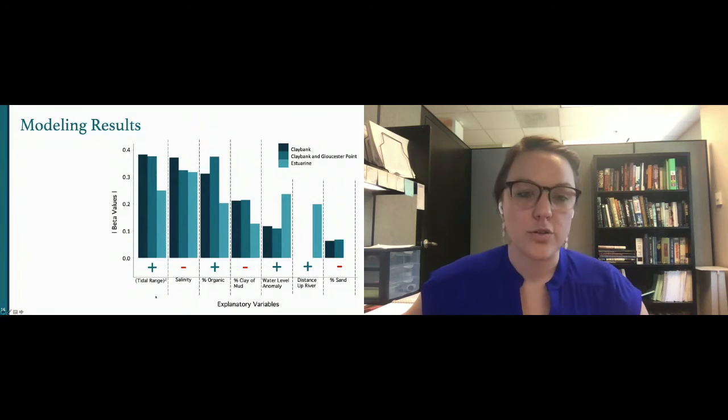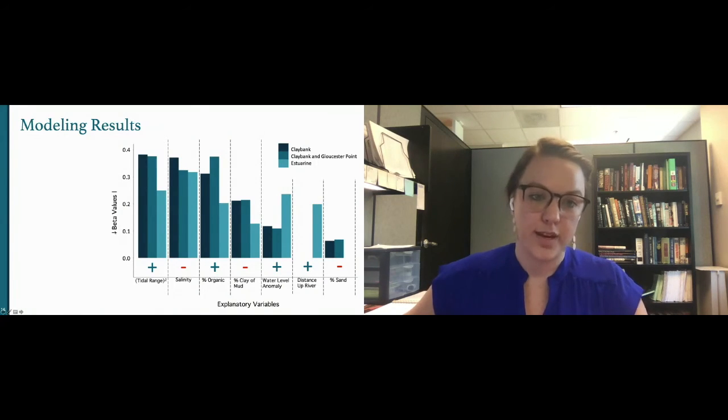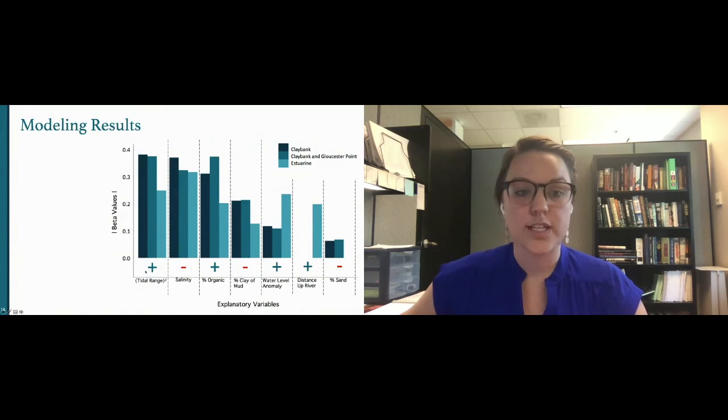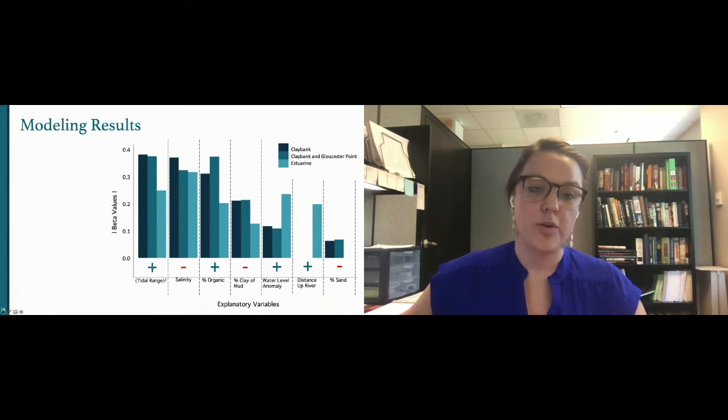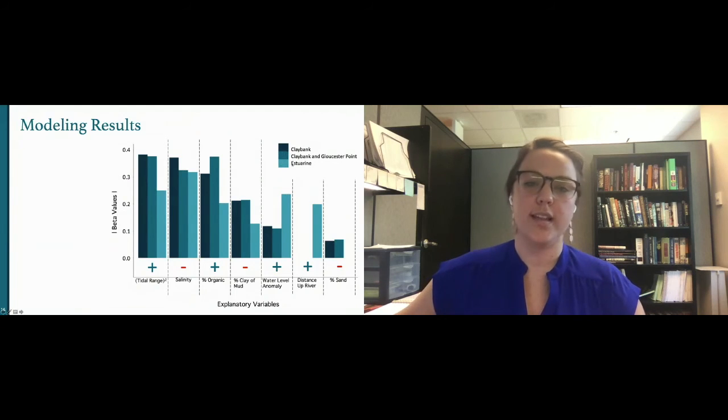So to walk you through this, along the x-axis, we have those explanatory variables, the ones we think are playing a part in how erodible the sediment is. And on the y-axis, we have absolute beta values. And then these signs here show whether there was a direct relationship between the explanatory variable and erodibility, or an inverse relationship between the explanatory variable and erodibility. And then the different colors represent the different data subsets, the darkest being the smallest data subset at Claybank, and then the medium color being Claybank and Gloucester Point, and the lightest being the entire estuary.